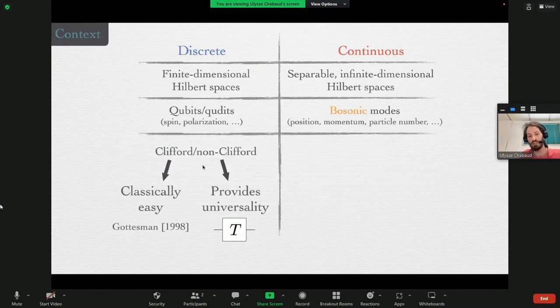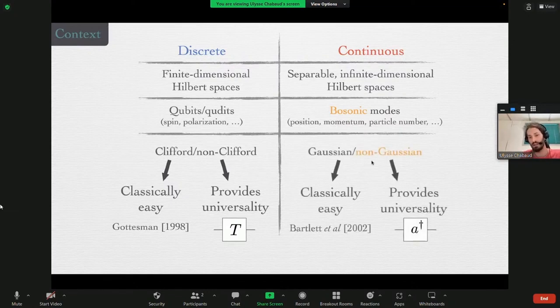For instance, in the discrete variable setting, we have this Clifford, non-Clifford dichotomy, where Clifford computations are a set of quantum computations that we can classically simulate efficiently, thanks to the Gottesman-Knill theorem. Whenever we add a non-Clifford element to that setting, we get a computational model which is capable of performing BQP-complete computation. For example, the T gate is a non-Clifford element that we can add to the Clifford set.